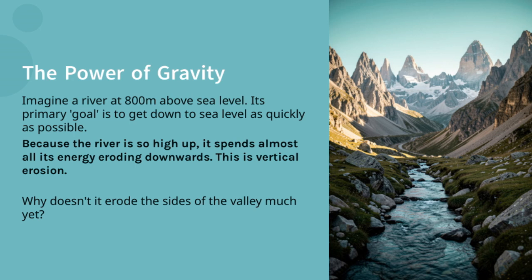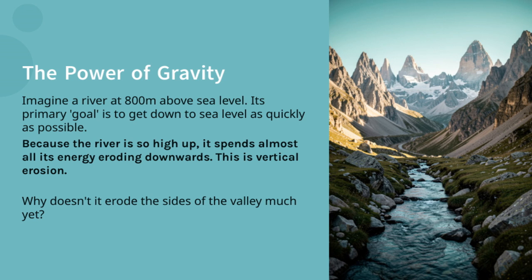Because the river is high up, gravity gives it energy. The steep gradient means the water flows downhill with force. In the upper course, most of that energy is used for vertical erosion. Vertical erosion means cutting down into the riverbed. The river deepens its channel by using erosion processes such as hydraulic action and abrasion. Hydraulic action is the force of water hitting the bed and banks of the river. Abrasion is when rocks carried by the river scrape and grind against the riverbed, wearing it away.